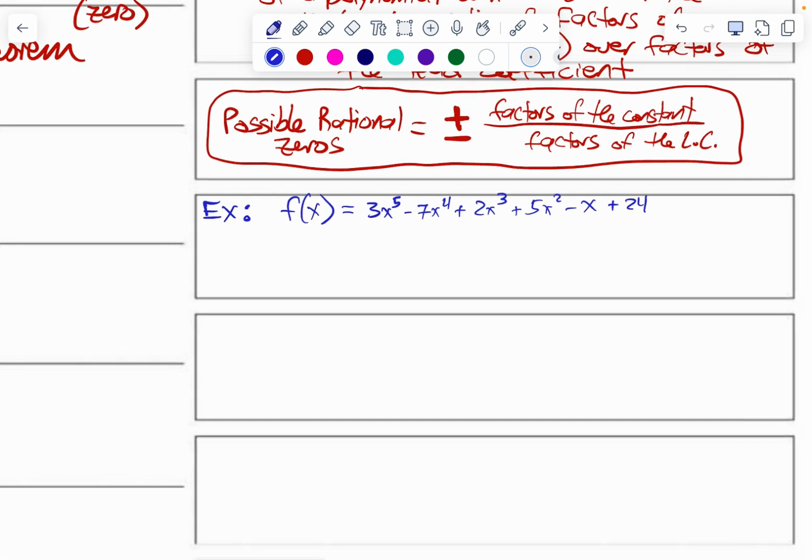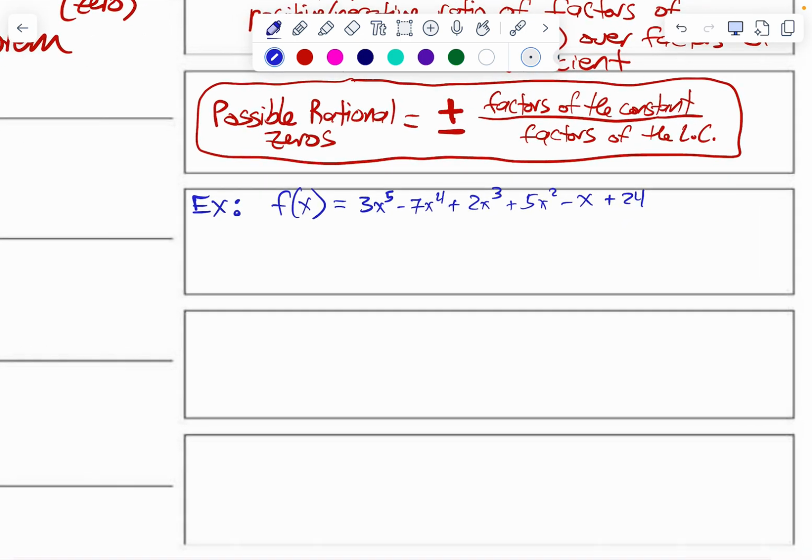First of all, how many roots will this have? How many zeros? It will have 5. Eventually, it will have 5. Okay? So remind yourself the 5 zeros. Well, let's say the rational, because I don't know if this one has complex ones.